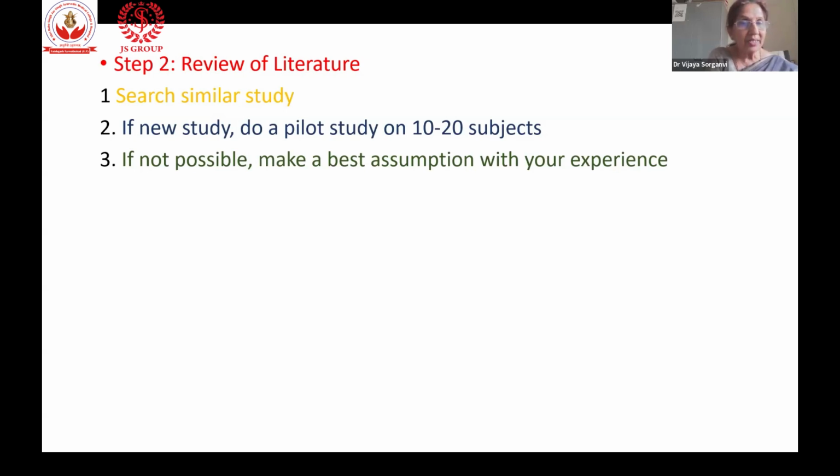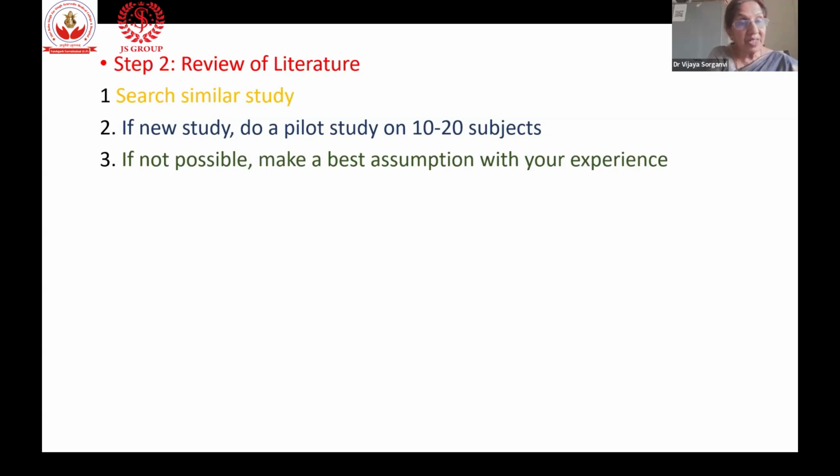And we can check the reliability of the questionnaire, whether it is related to my topic or not. That we can check by using statistical tools, called reliability of the questionnaire.